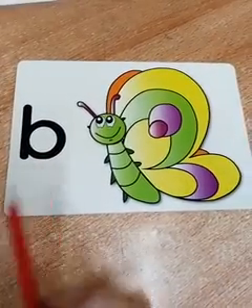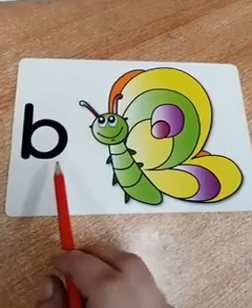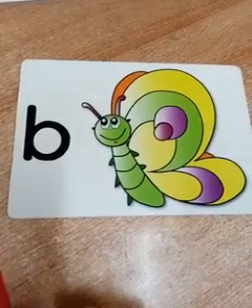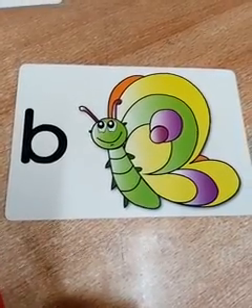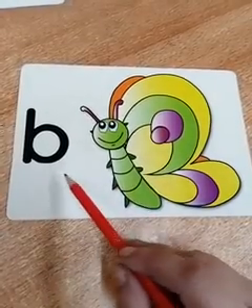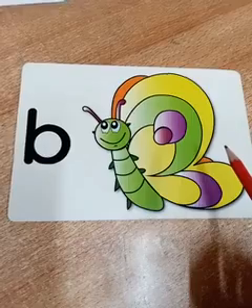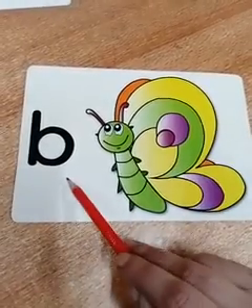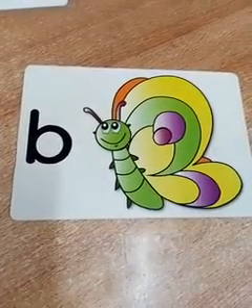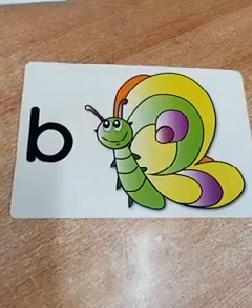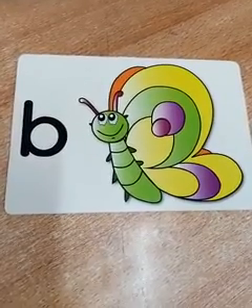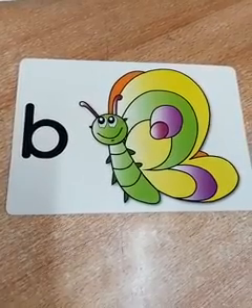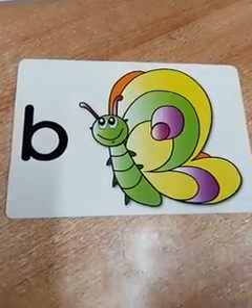Which letter is this? B. Very good. What is the sound of letter B? B. Very good. Butterfly. Very good. It's butterfly. B, butterfly. Now it's your turn to find out any other word that starts with letter B. Ball. Very good. Butterfly. Ball.